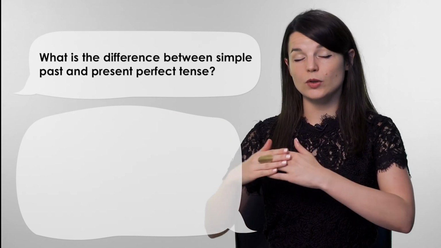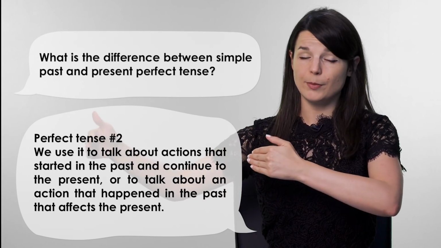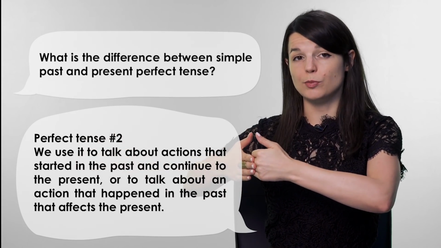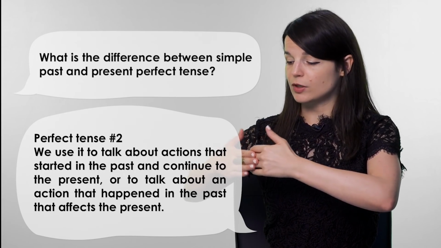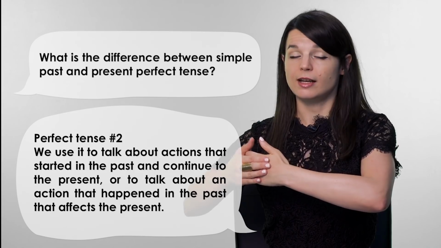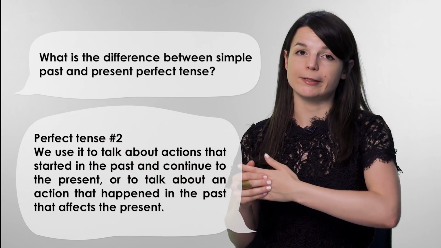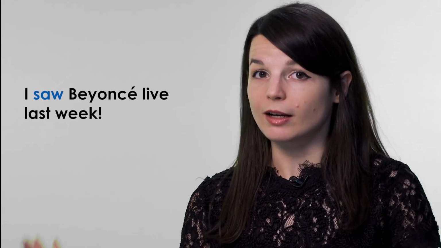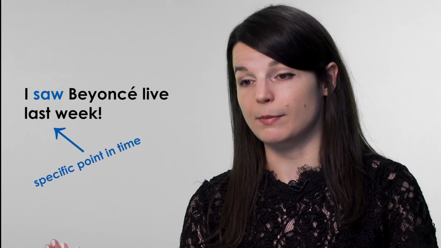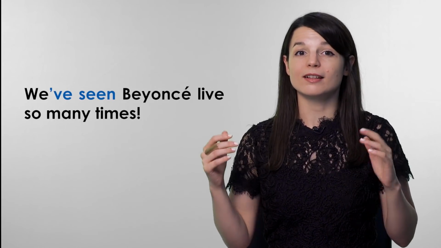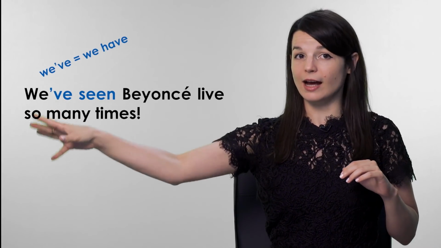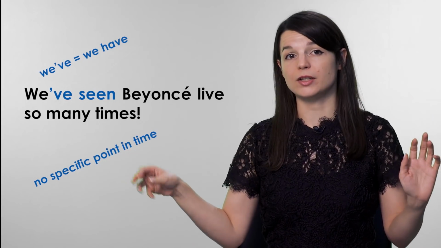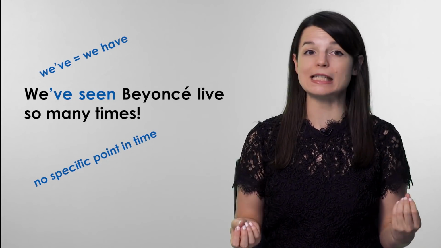The other thing is we use it to talk about actions that started in the past and continued to the present, especially with the continuous tense. We also do this to talk about the effects of actions that started in the past and continued to the present. So for example, I saw Beyonce live last week is a past tense sentence. When we want to use the perfect tense, like we've seen Beyonce live so many times, that means we've seen Beyonce in the past many times, but when is not important. So we use that perfect tense. We've seen, we have seen.